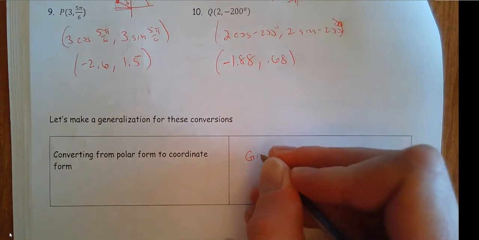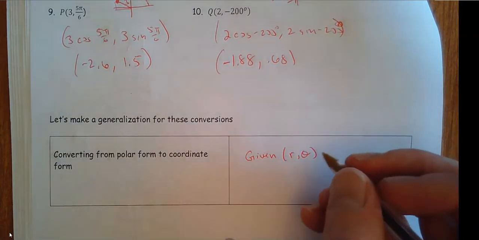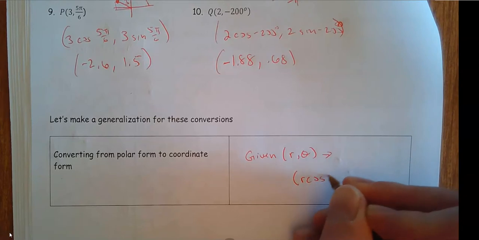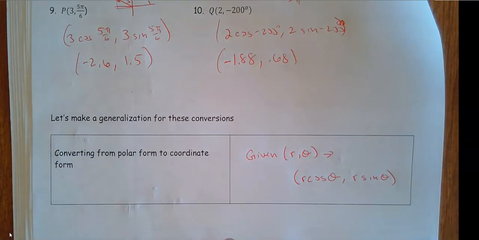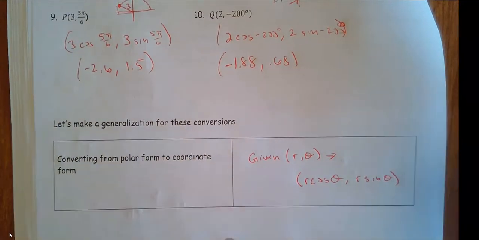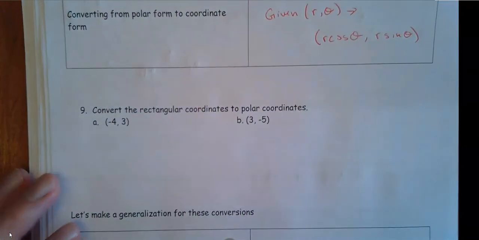So if you're given r, theta, then if you want to convert to coordinates, that'd be r cosine theta, comma r sine theta. And that works every time. Don't have to think about it. Just put the r and the theta in with cosine and sine, and get your answer. Going the other direction, we do have to think sometimes.